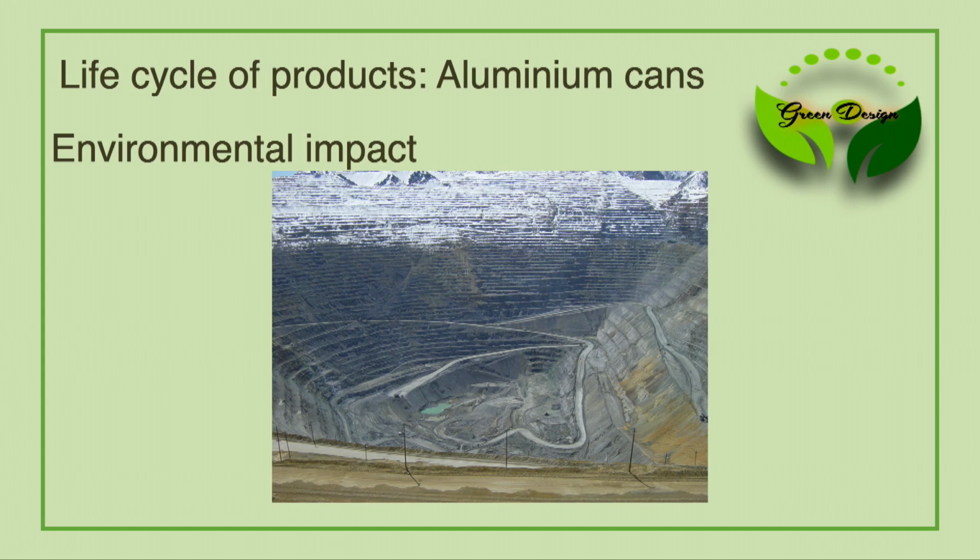What you can see here is an open pit aluminium mine. Aluminium extraction almost always involves some habitat destruction, soil erosion, loss of biodiversity or water pollution. These effects can be short-term or they can be very severe and permanent, like what you see in this photo.